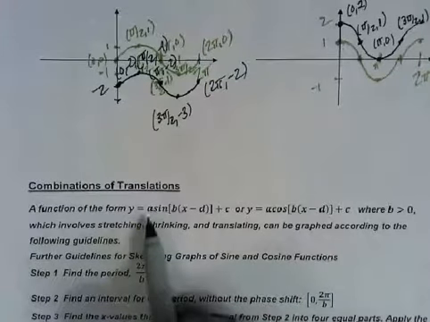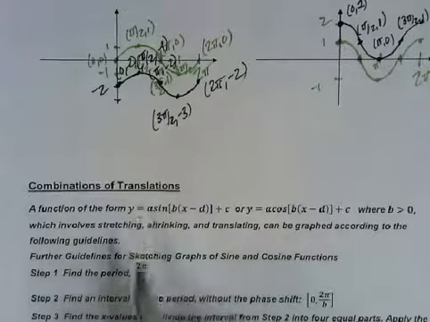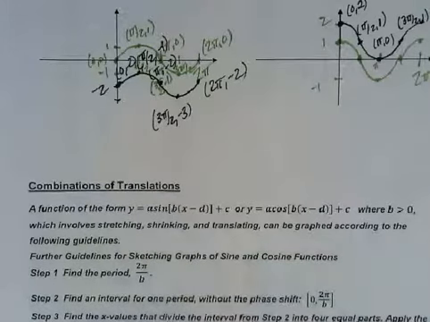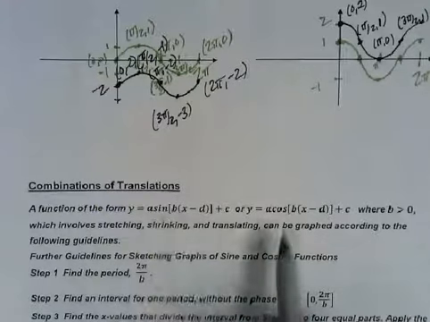We can also have reflections over the x-axis. That's a vertical effect. And we can have vertical shifts, either up or down. And we can do this with either sine or cosine.